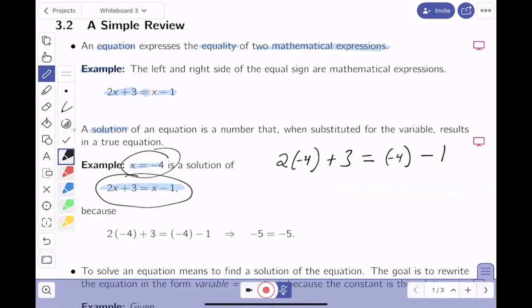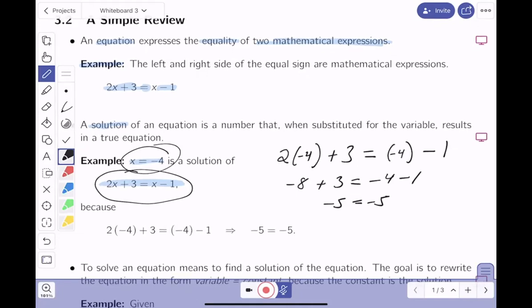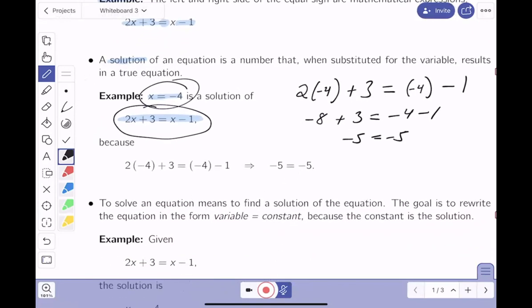What's 2 times minus 4? Minus 8 plus 3, minus 4 minus 1. What's minus 8 plus 3? Minus 5. And what's minus 4 minus 1? Minus 5. I hope you can agree that minus 5 does equal minus 5. The condition that made that true is x equals minus 4. That's the solution to the equation. Again, it's important. The solution makes our equation true.